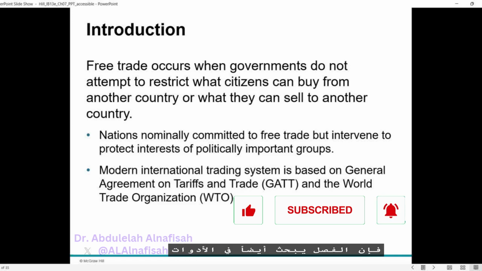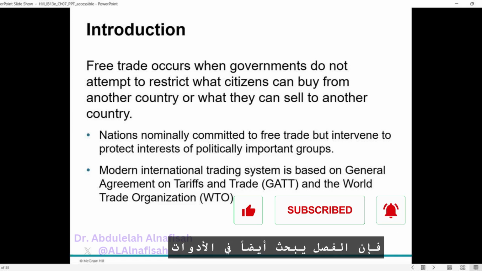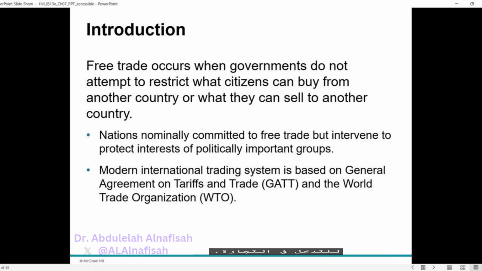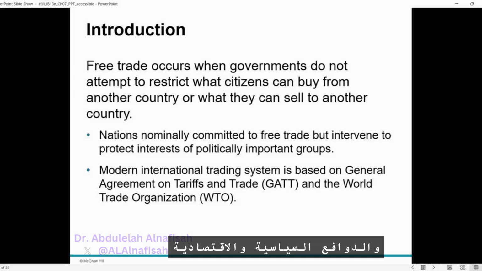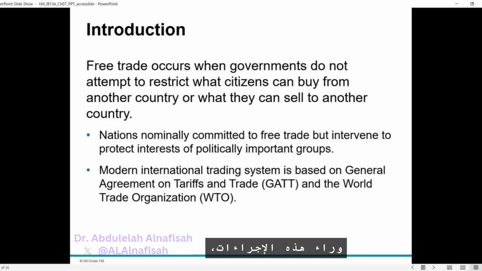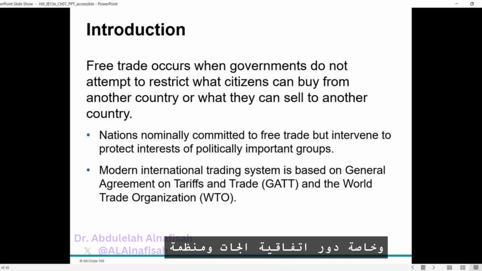The chapter also examines the policy tools governments use to intervene in trade, the political and economic motives behind these actions, and how these interventions challenge the case for free trade. It reviews the development of the international trading system, particularly the role of GATT and the WTO, and highlights America's recent shift toward bilateral trade agreements and managed trade. Finally, it discusses the implications of these trade realities for management practices.